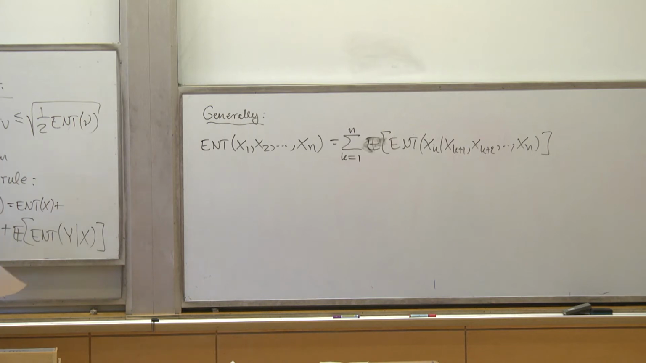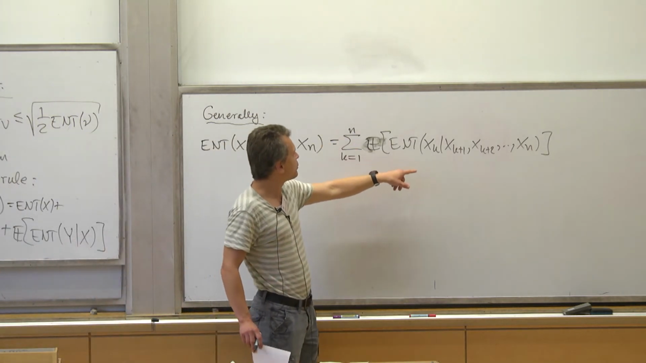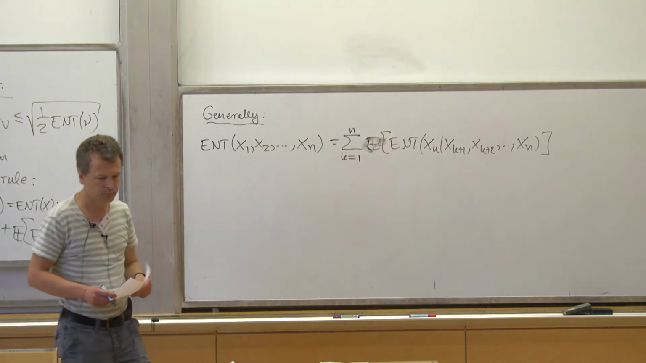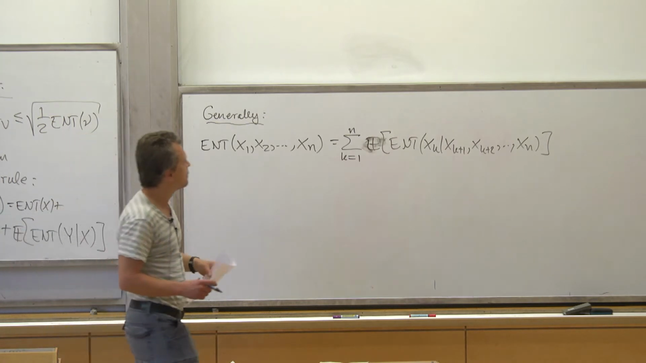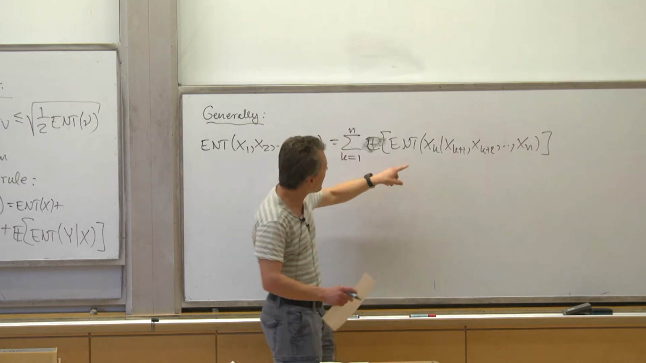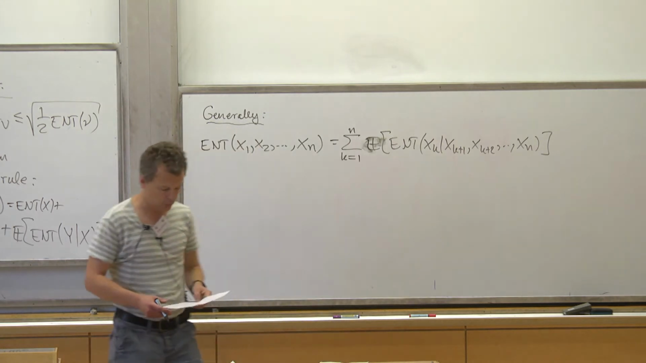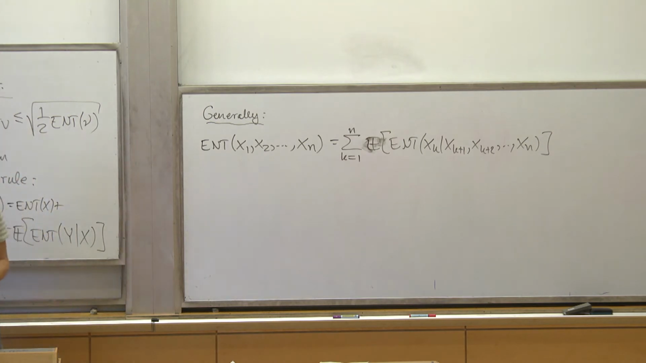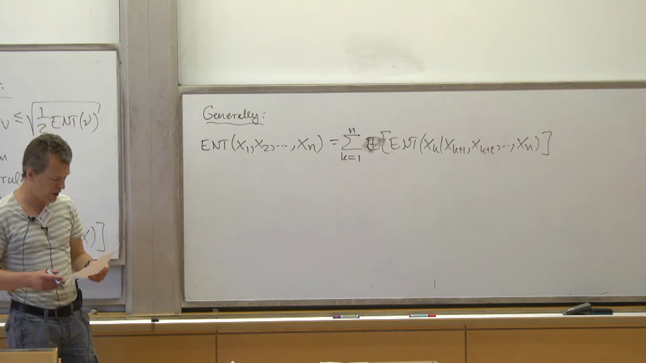Okay. If you want to identify this term in the general expression, it's the nth term here. It's entropy of xn given nothing, so it becomes just the entropy of x. Of course, the conditioning on the right will be empty. Okay, so this chain rule, we want to apply to a random permutation.